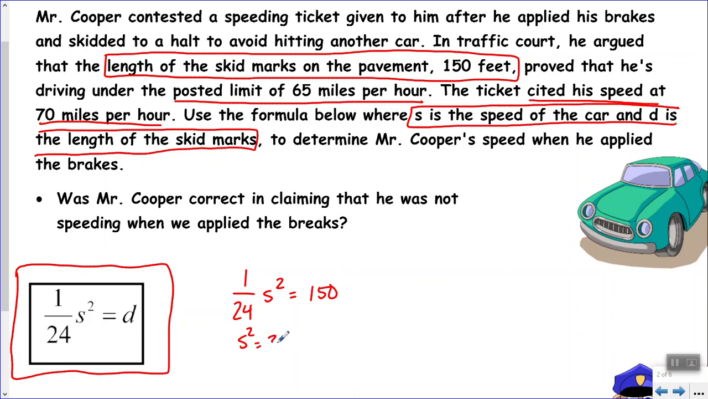We have s squared equals 3600. Now we've got that square term, so we can take the square root of both sides. We're going to have s equals plus or minus 60. Now in this case, it doesn't make sense to go with the negative answer, so we know that we're going to take the positive answer, which means that Mr. Cooper was driving at a speed of 60 miles per hour. So yes, he was correct in claiming that he was not speeding.